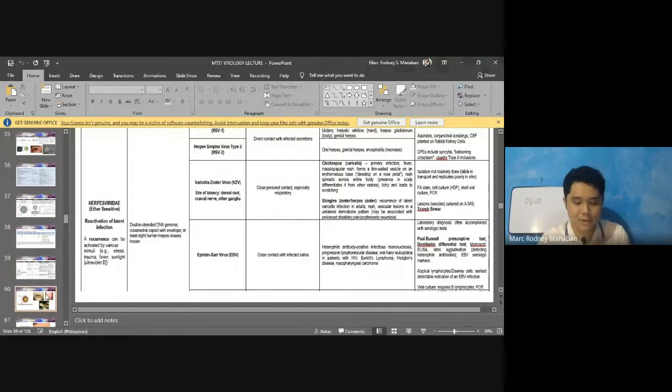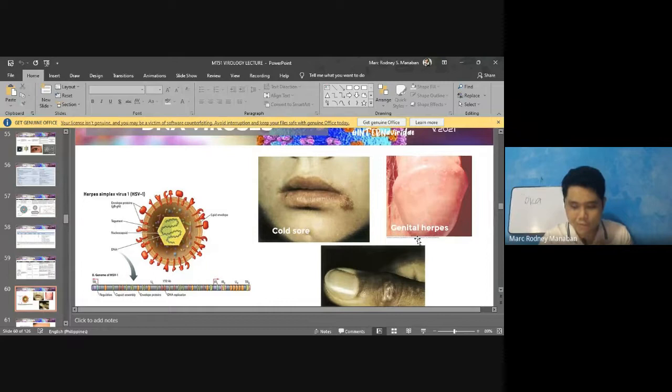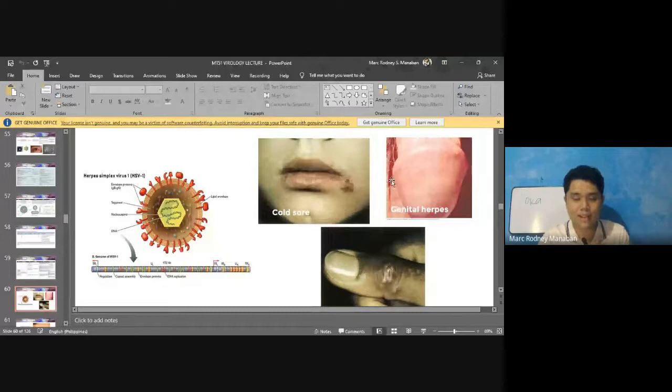Again, as you can see, it's enveloped, no? The cold sore, herpetic whitlow, hand infection, and genital herpes. So for genital herpes, of course, in males it can be seen on the penis, alright? On the glans penis and the shaft of the penis, alright? And for females, in the vagina and the vulva, alright? Okay, that's for HSV, herpes simplex 1 and 2.